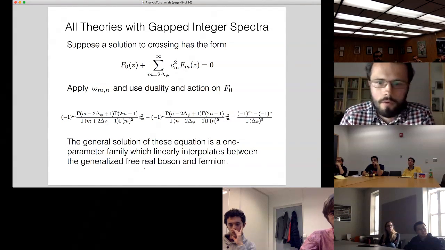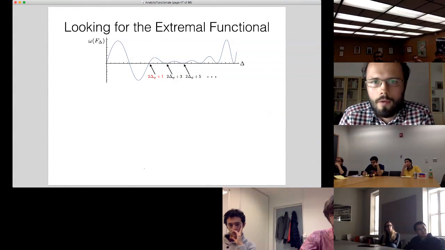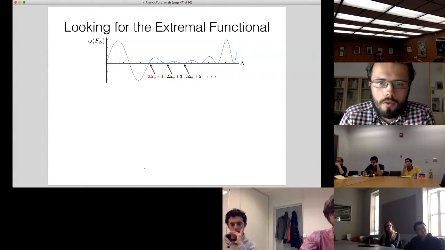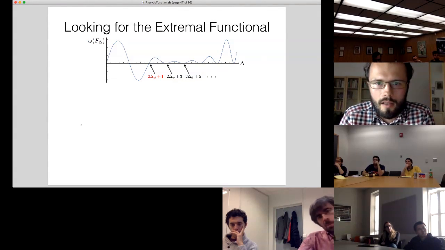And then of course, if you assume unitarity, the parameter which interpolates is just restricted to lie in some interval. But what we would really like to do is to construct the extremal functional in this basis. So let's recall that the functional must look like this.